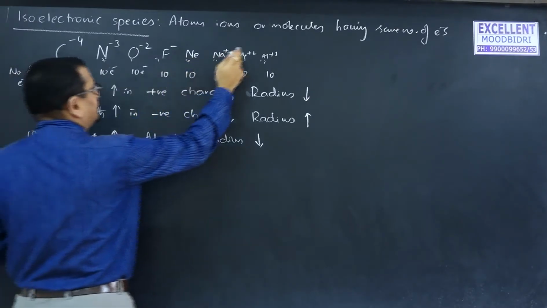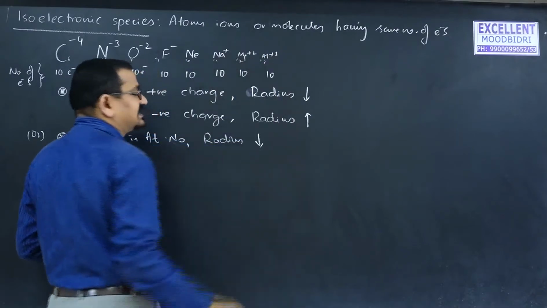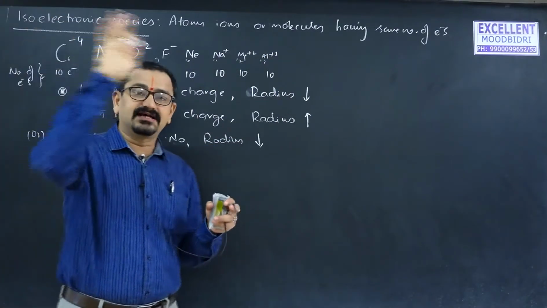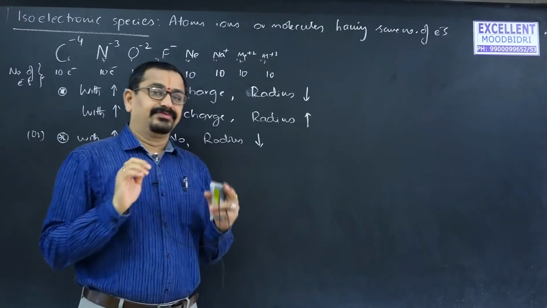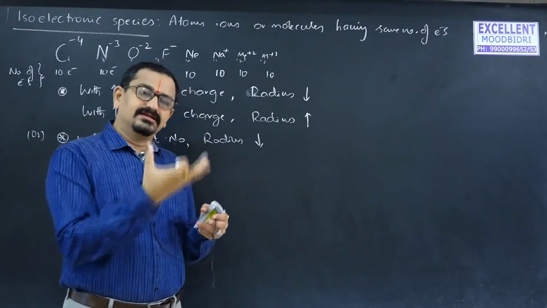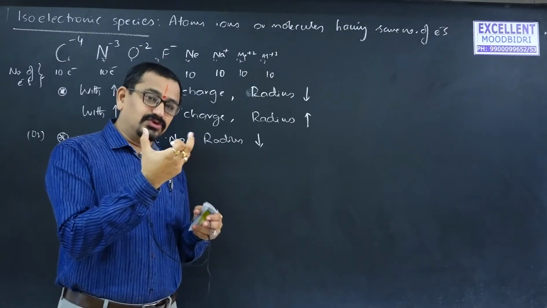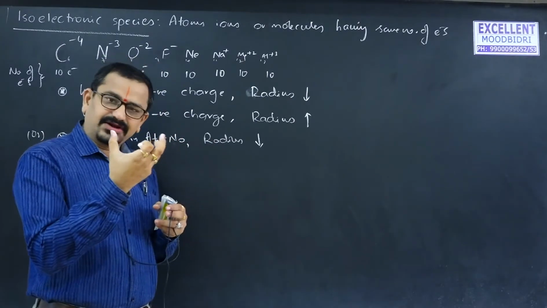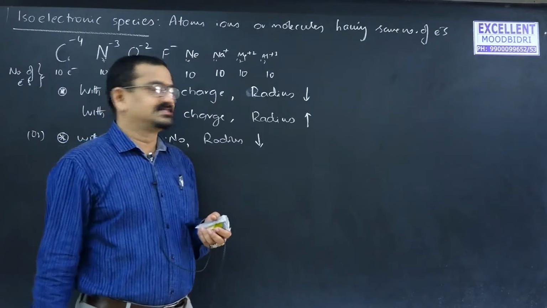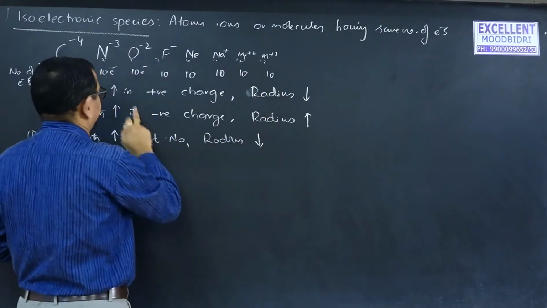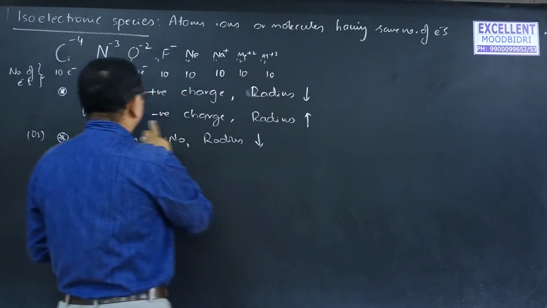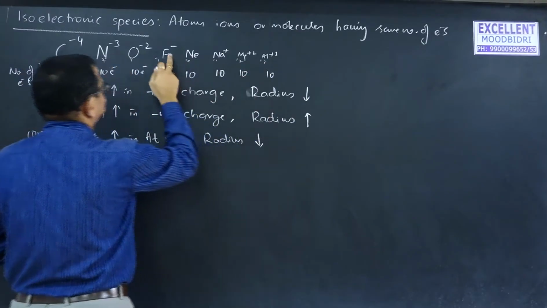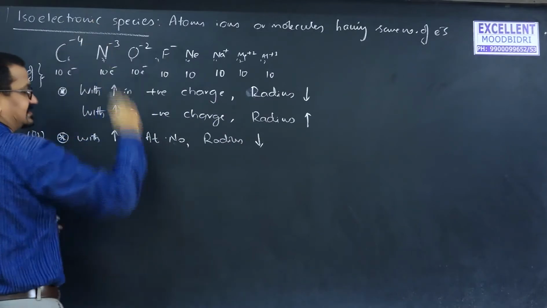Similarly, as positive charge is increasing, what does it mean? Outer electrons are getting lowered, but the nuclear charge remains the same. When nuclear charge is dominating, it attracts the fewer electrons more strongly. Those electrons come closer and the size decreases. So, with increase in positive charge, radius decreases. See, they are becoming smaller. With increase in negative charge, radius increases.